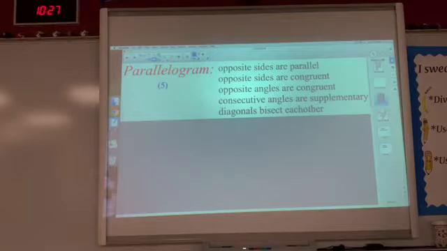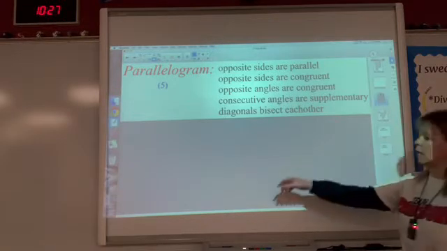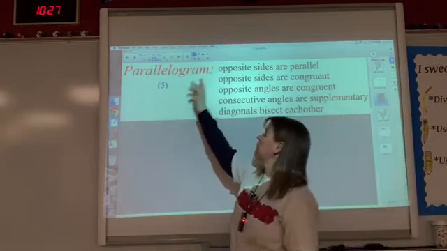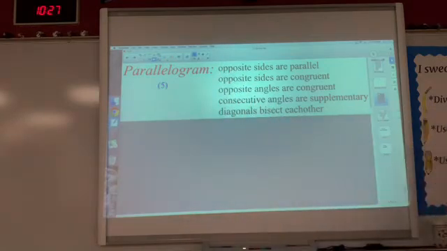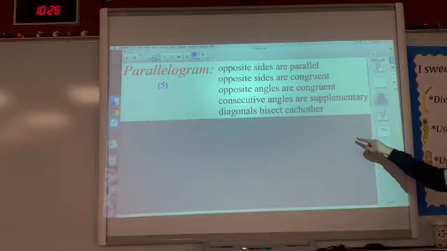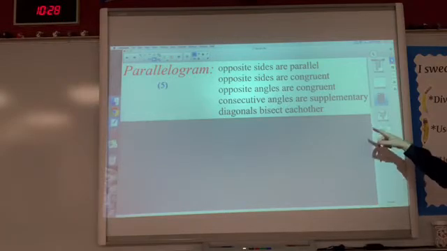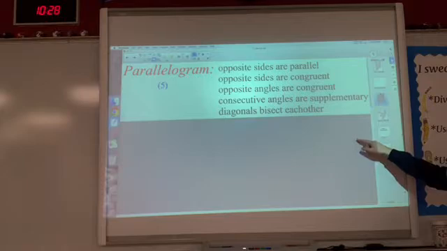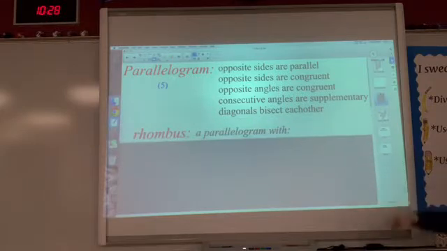So take the time to pause this when I'm done here. Taking a look up here, the little 5 is telling you there are 5 properties of a parallelogram. And again, when you do pause this and write it, please spell parallelogram properly. Take a look at it, slow down, copy it as is. And when you're done with the parallelogram properties, go ahead to the rhombus properties.